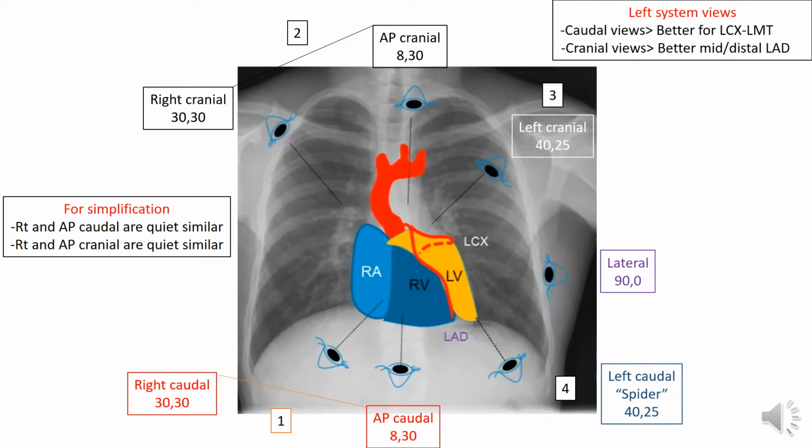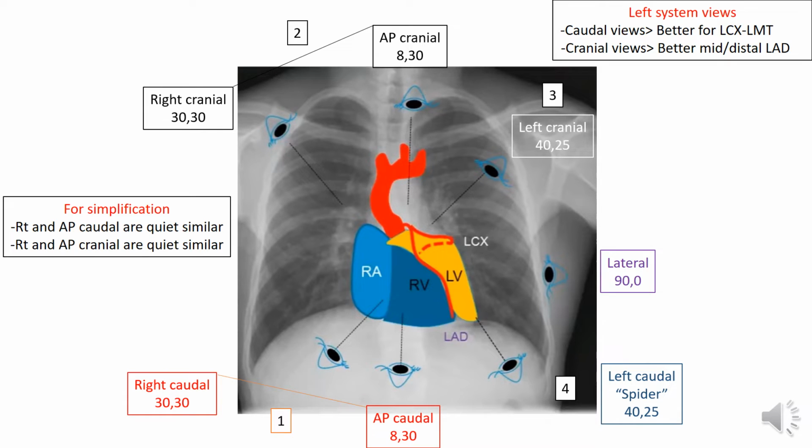And the fourth view is the left caudal view. In this view, we are looking at the heart from the leg side of the patient, and it gives a cut section on the base of the heart, like the great vessel view in the echo, and you will find the origin of the left anterior descending artery and left circumflex artery, as coming in the following slides.